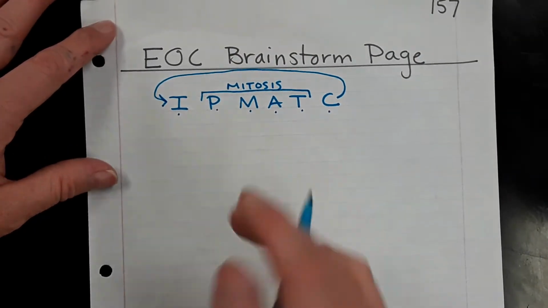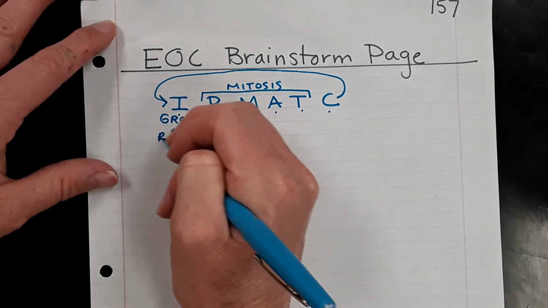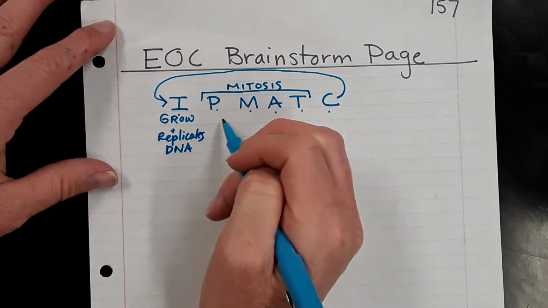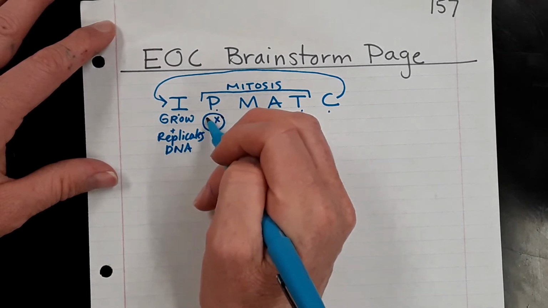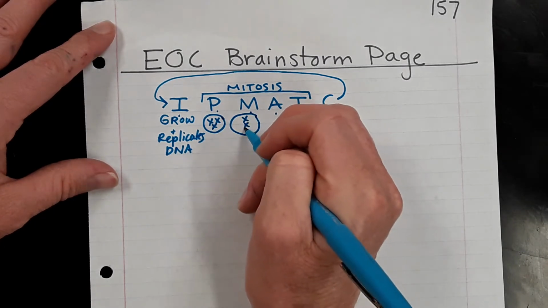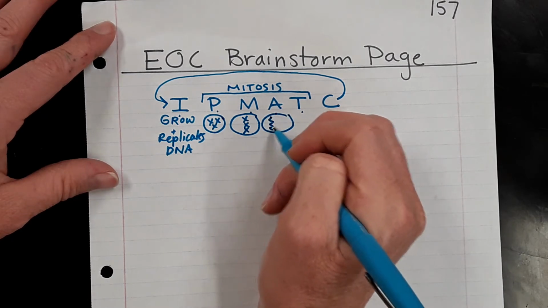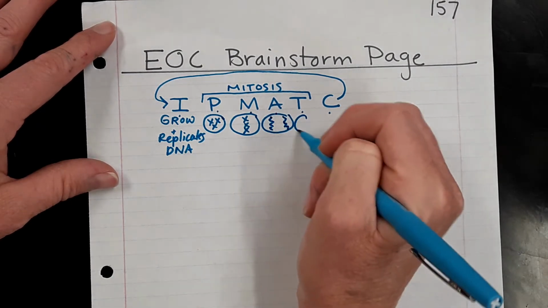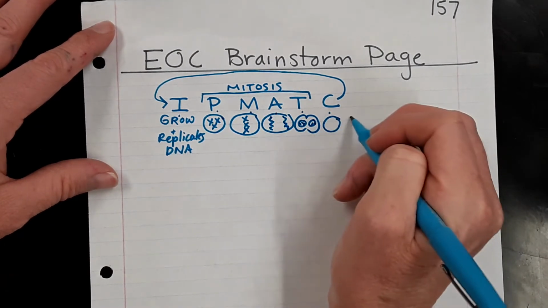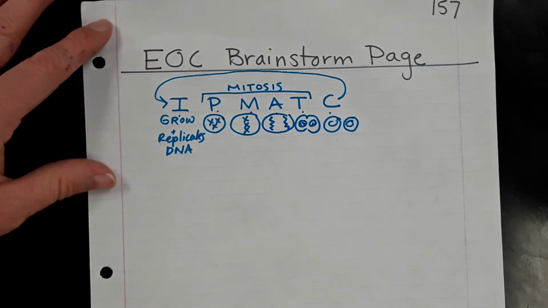So if I want to remember what happens in interphase, the cell grows and it replicates its DNA. The P is for prophase, when the chromosomes pair up with their sister. M is for metaphase, when they line up in the middle. A is for anaphase, when they pull apart. And T is for telophase, when I have two nucleuses. In cytokinesis, I'm going to have two identical cells. And those two identical cells will go back into interphase.